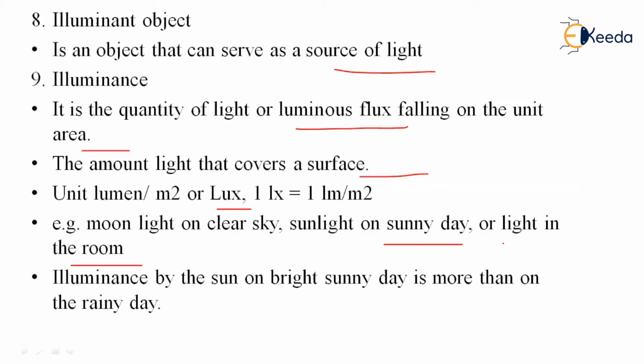And the light in the room illuminates the room in a somewhat dimmer way if we compare it with some other source of light. So illuminance by the sun on a bright sunny day is more than on a rainy day. The source of light is the same. The illuminant object is the sun, and the quantity of light we get on a sunny day is much more than the quantity of light we get on a rainy day.